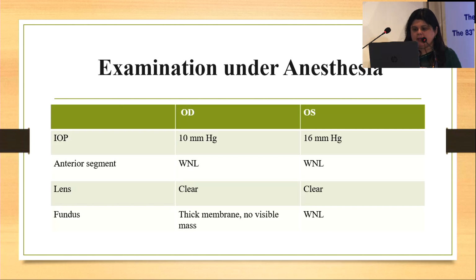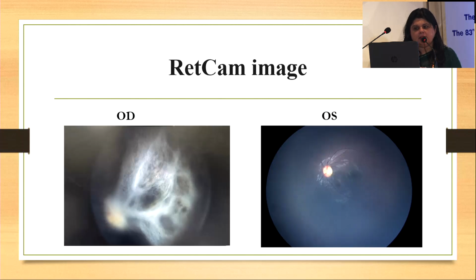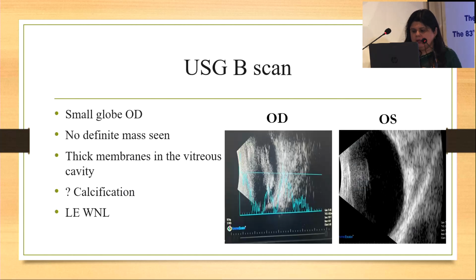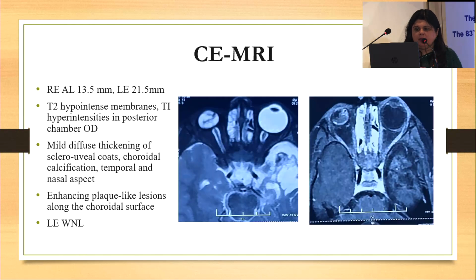So we went ahead with examination under anesthesia, and this is what we saw. This was a RetCam image. There was a thick membrane seen in the posterior segment, but there was no definite mass. As the next logical investigation, we went ahead with an ultrasound B scan. It confirmed the presence of a small globe in the right eye. Again, there was no definite mass seen. There were some thick membranes in the vitreous cavity. There was some doubtful calcification based on the high spikes seen on the ultrasound, and the left eye was normal. Then we went ahead with MRI for more information regarding this mass.